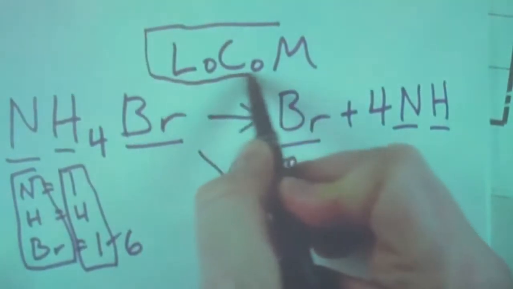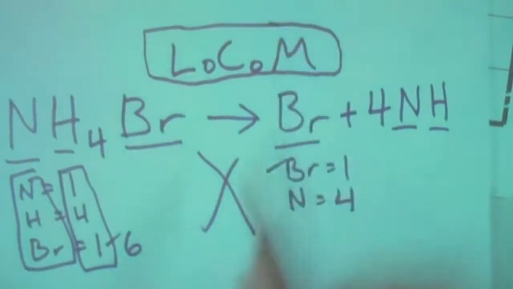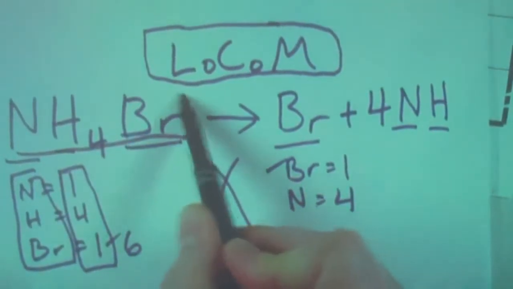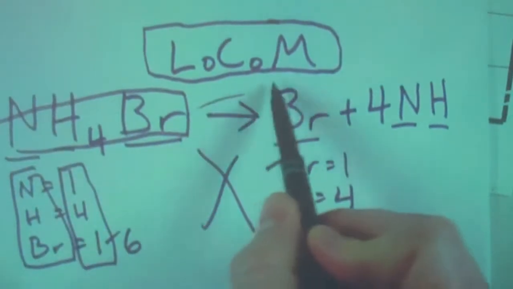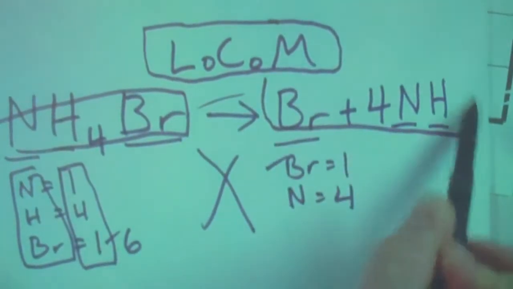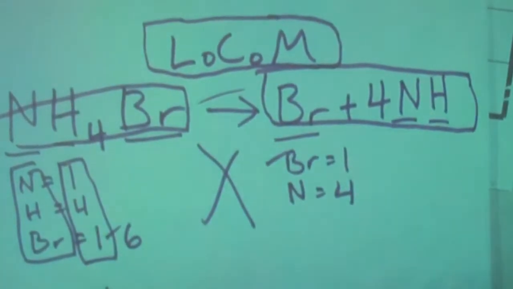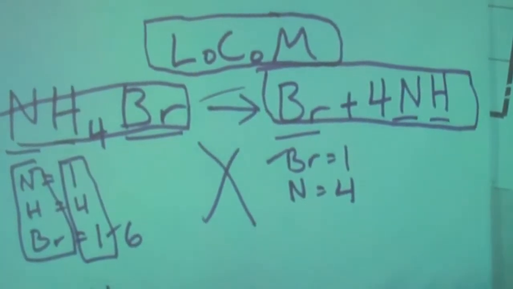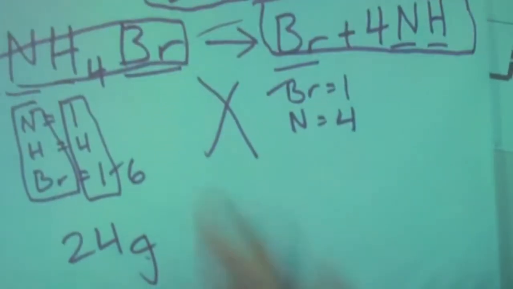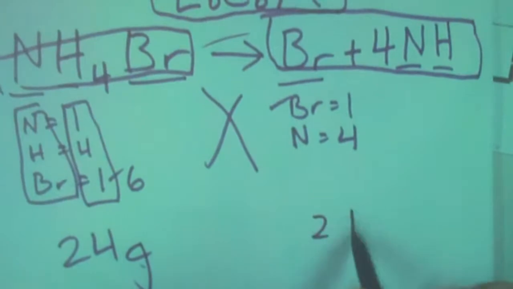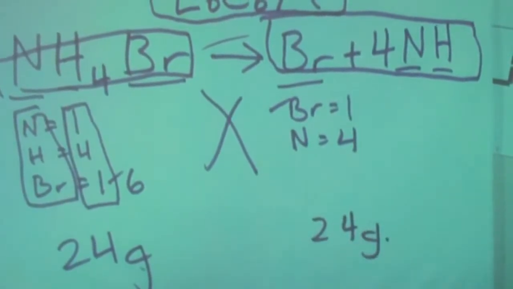Okay? Now, in order for the law of conservation of mass to be true, I have to have the same amount of reactants, which is this side, as I do products, which is this side. So if this side weighed 24, I'm going to just say grams. If this side weighed 24 grams, then what would this side have to weigh? 24 grams. And you guys are friggin' geniuses.